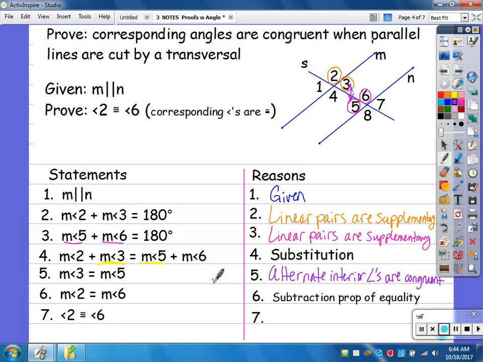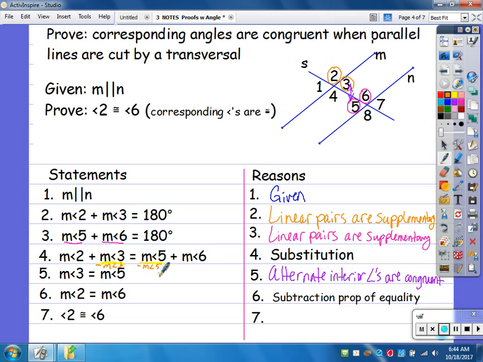Now for our final answer for our proof, we do have to have exactly what it says right here. So I can't just leave it at the measure of 2 equals the measure of 6. But number 6 is all filled in for us: the measure of angle 2 equals the measure of angle 6. The way that we come about that is, in statement 5, we said 3 and 5 were the same. So that means I could go back to statement 4 and subtract out the measure of angle 3 and the measure of angle 5. And that's still subtracting out the same exact thing from both sides of the equal sign.